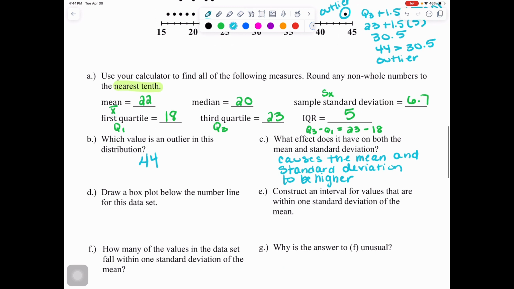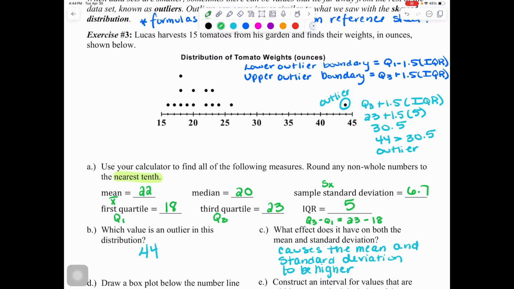So now when we go to D, this is the part I was talking about where we're going to draw the box plot. So you want to use your 5-point summary here to make sure that you've got the right values. So I'm just going to write 5-point summary above, because I want to actually write it over here in this space on the left. So if I went back to my calculator, the min was at 16.